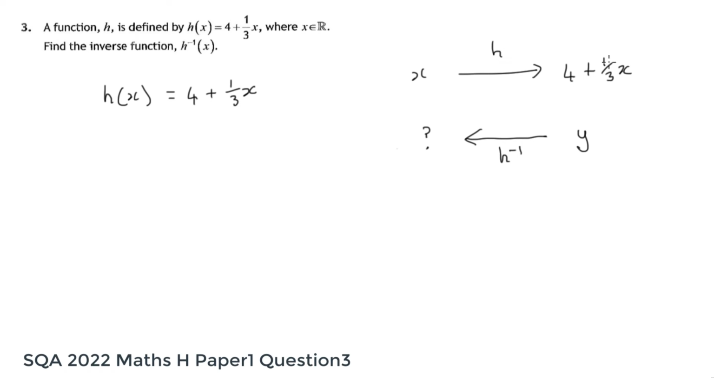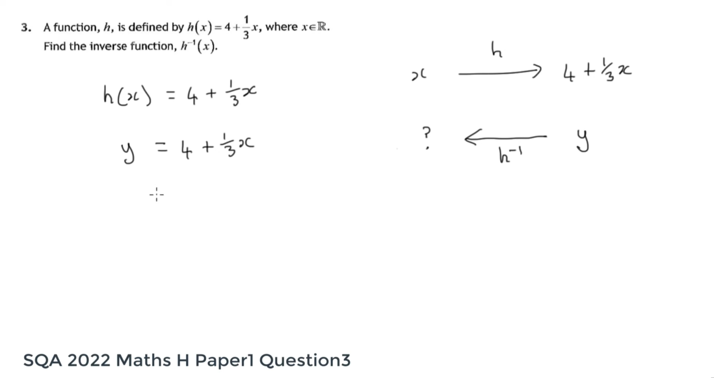Now, the clue here is to say, well, look, we've got y equals 4 plus a third x, a formula where we know what to do with x to get y. That's y over here. We know what to do with x to get y, but we don't know what to do with y to get back to x. So we have to change the subject of this formula and get x on its own.